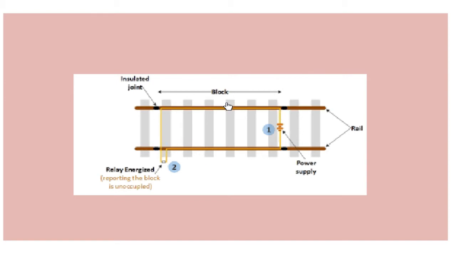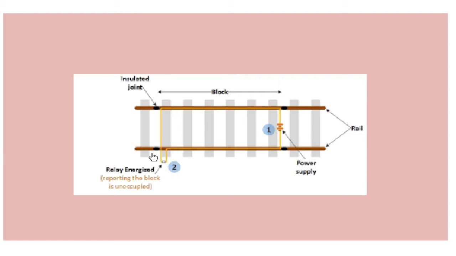Here you can have insulated joints on the 4 sides. On the railway line you can have other blocks also. So this will act as an individual block. On one side of the block you will be having a power supply. On the other end you will be having a relay. Relay means it is a switching device and this will control the circuit.